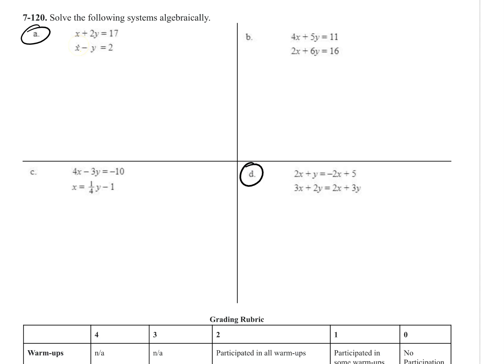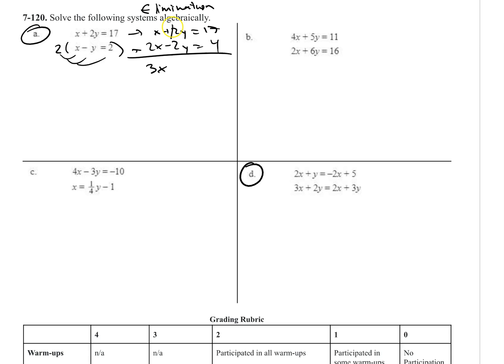Okay, A looks good, except I have to multiply the bottom equation by 2, and then I'll use elimination. So the top equation, let me keep that the same. Bottom equation, multiply everything by 2. 2x minus 2y equals 4. Alright, x plus 2x is 3x. These y's cancel. 3x equals 17 plus 4 is 21. Divide both sides by 3, and you've got x is 7.